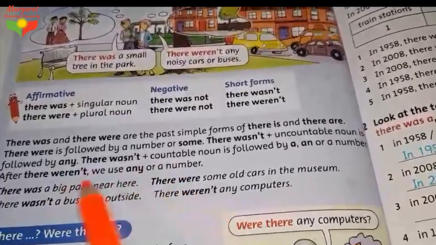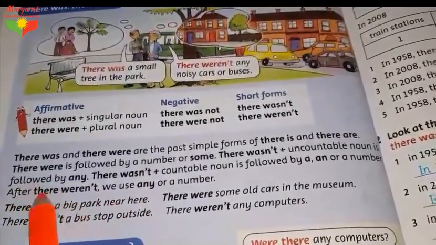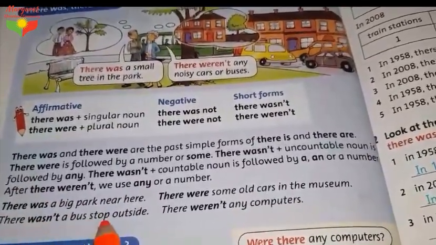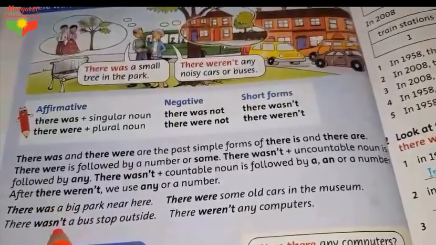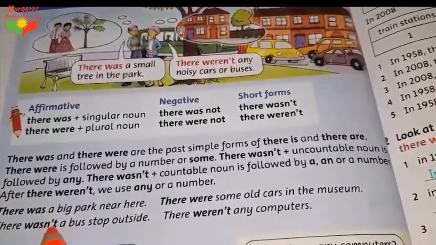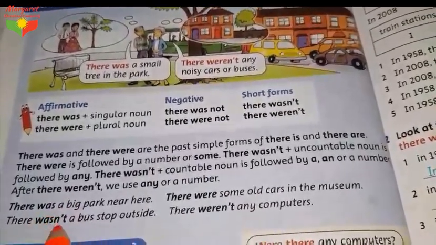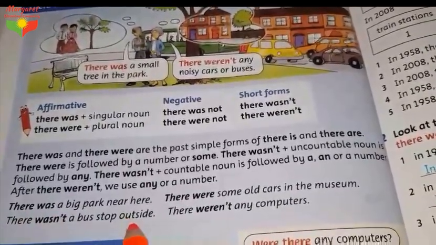Look at these examples. There was a big park near here. We have there was, so it means it's positive. But this sentence: there wasn't a bus stop outside. You see, there was changed to wasn't. We changed it to negative form. We brought this not and we put it on the verb to be, which is was here. So, there wasn't a bus stop outside.